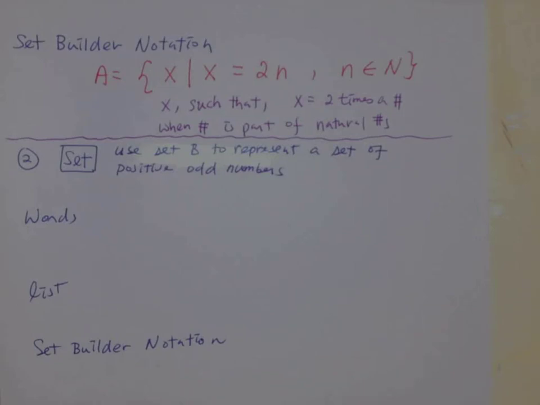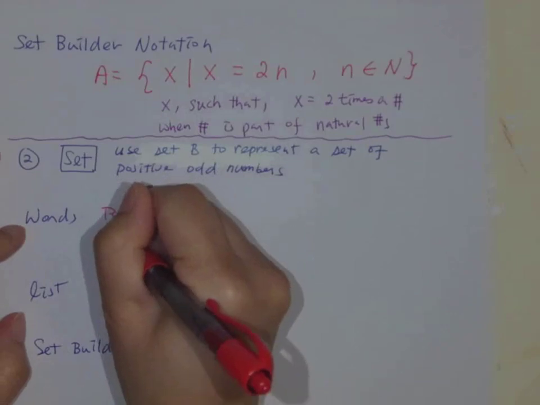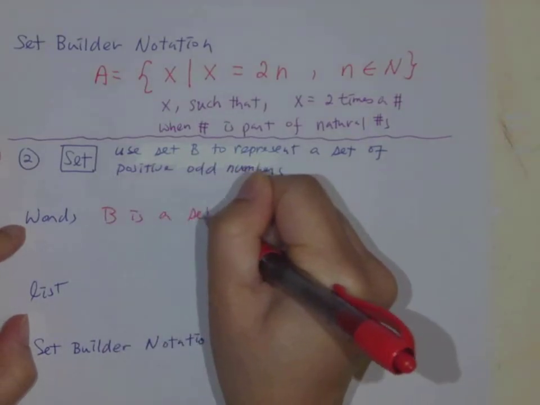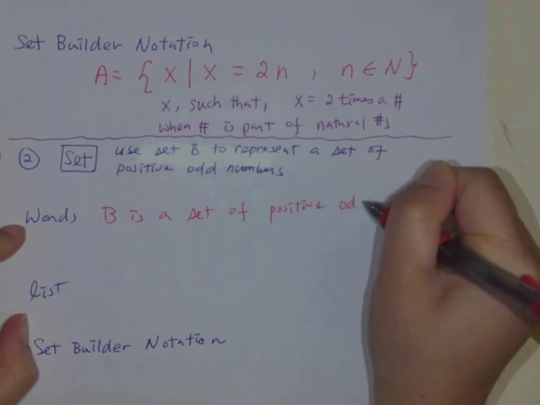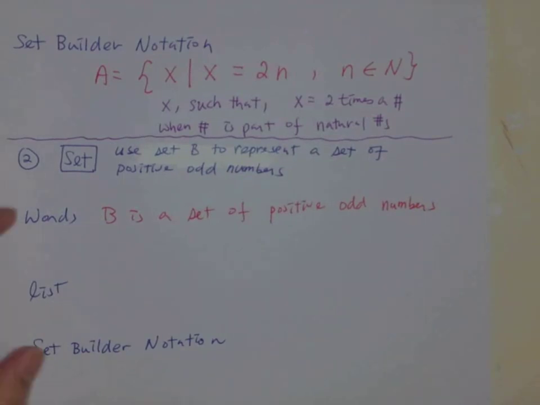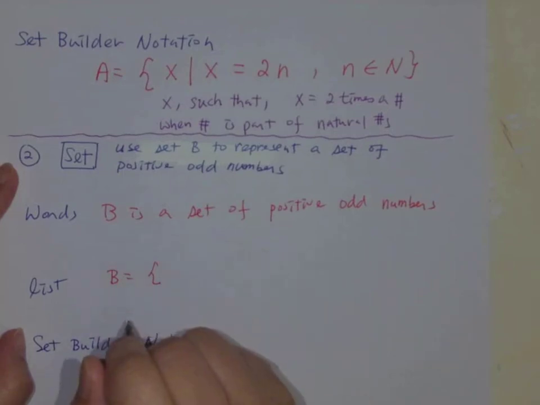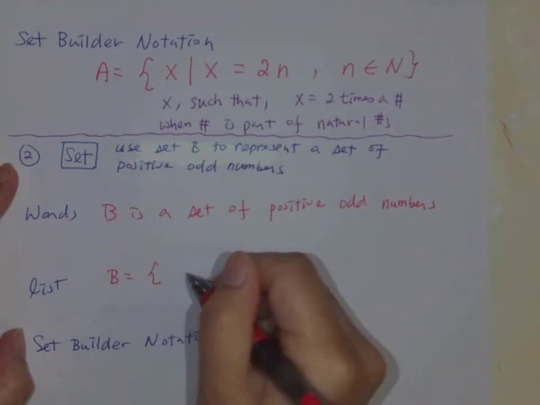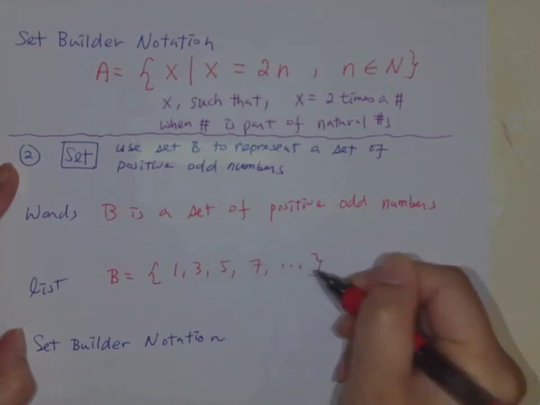So for number 2, set B is going to be a set of positive odd numbers. So in words, B is a set of positive odd numbers. And the list would be B equals, starting with the odd numbers, 1, 3, 5, 7, and keep going, right?